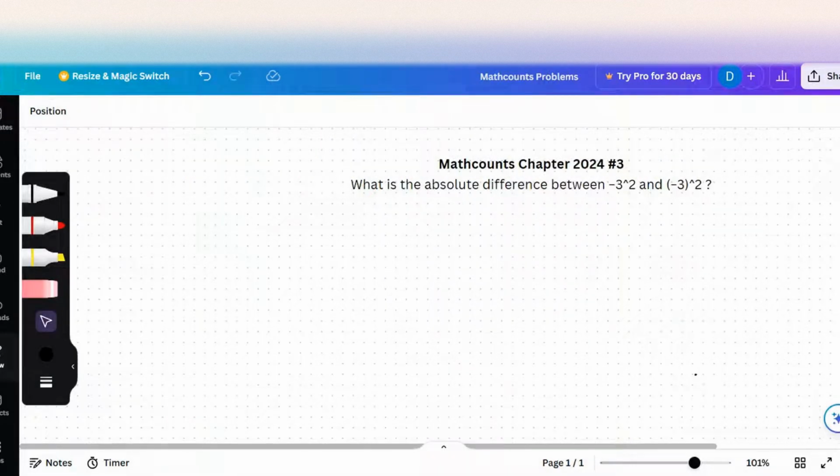The problem reads, what is the absolute difference between -3 squared and (-3) parentheses squared? So I want you to solve the problem yourself first before we go over the solution. You've done it? That's great. Now we'll go over the solution.